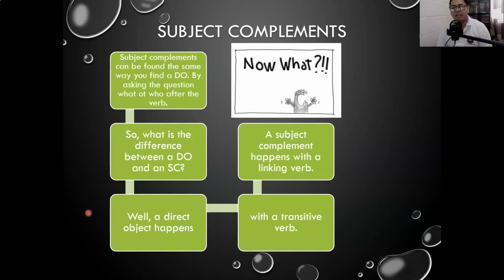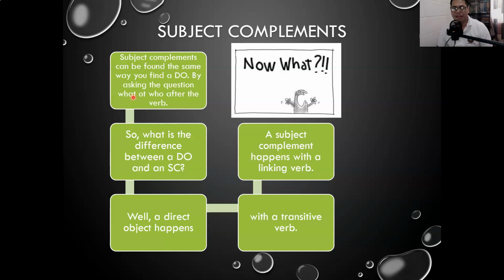So a subject complement can be found in the very same way in which you find a direct object, by asking the question what or whom after the verb. Remember, that is very important. I keep insisting on this. You gotta ask the question right after the verb, because if you ask the question in some other position, it is very likely that you are going to get an answer, but that answer is not going to be a subject complement.